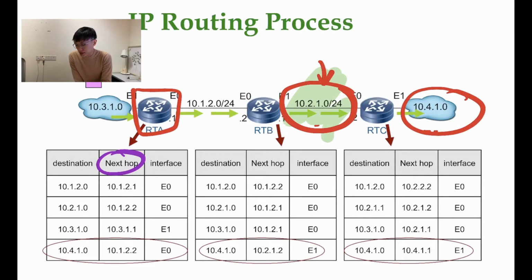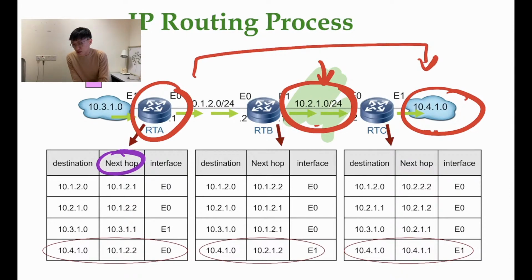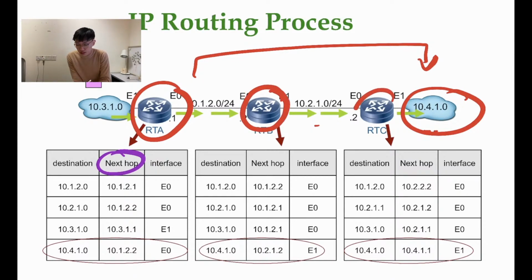Now another example, 10.4.1.0. For router A to go to 10.4.1.0, it is actually two hops away because it has to go through one router here and a second router here. So this is called two hops away. If you want me to write it down, it will be two hops away.